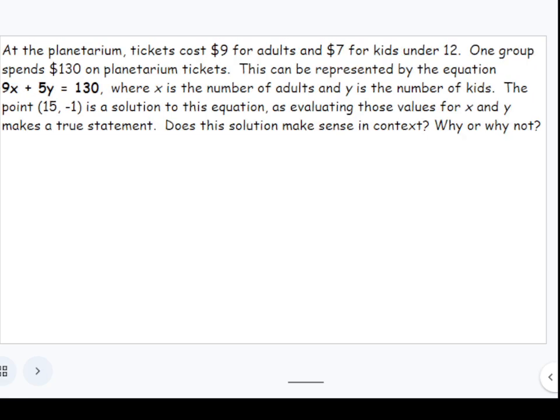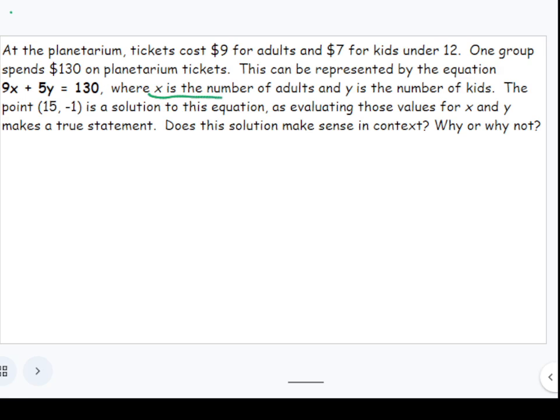Similarly, at the planetarium, tickets cost $9 for adults and $7 for kids under 12. One group spends $130 on tickets. This can be represented by the equation 9x plus 5y equals 130, where x is the number of adults and y is the number of kids. The point 15 comma negative 1 is a solution, but we have to determine if this solution makes sense in context, and then why or why not.